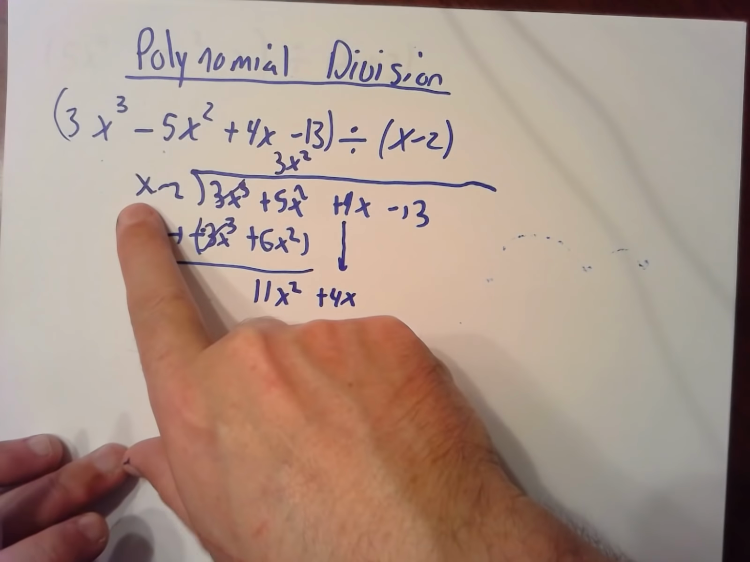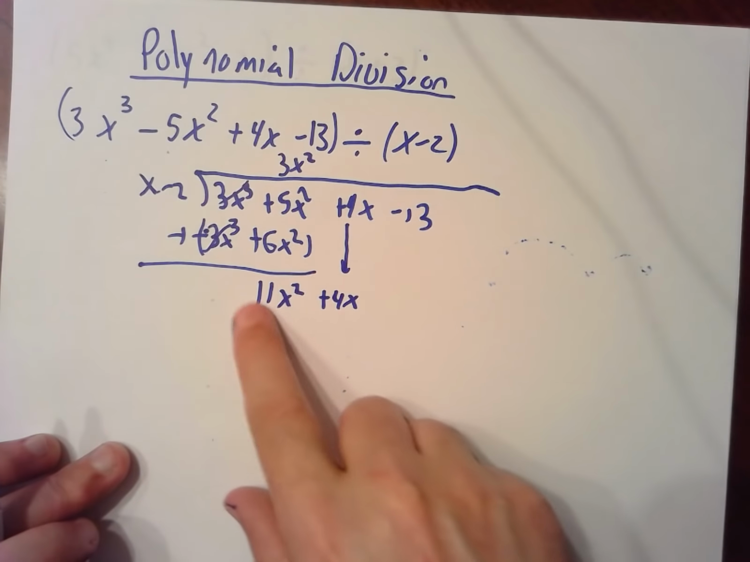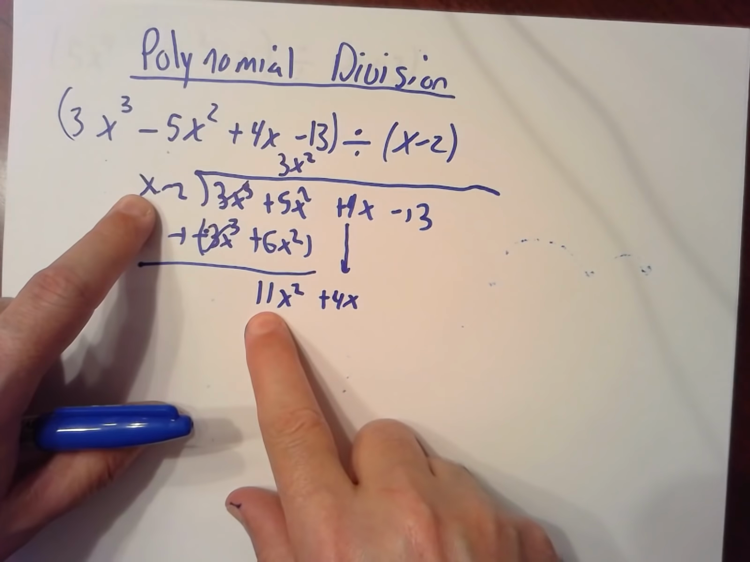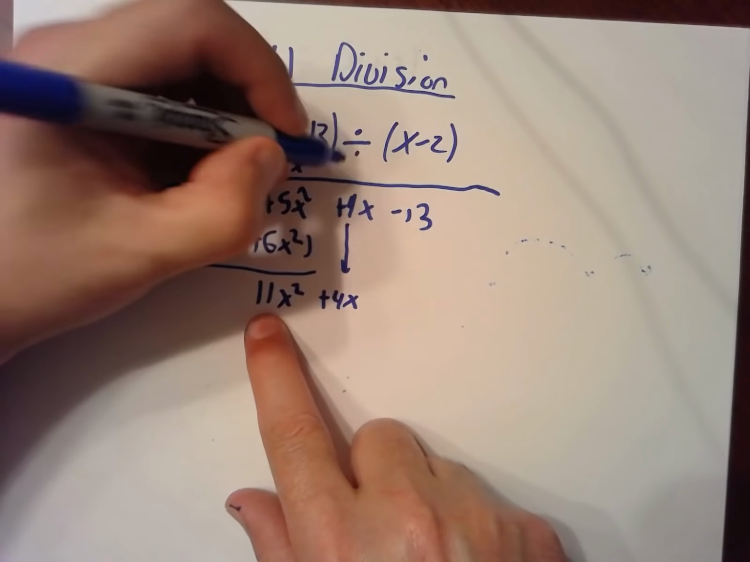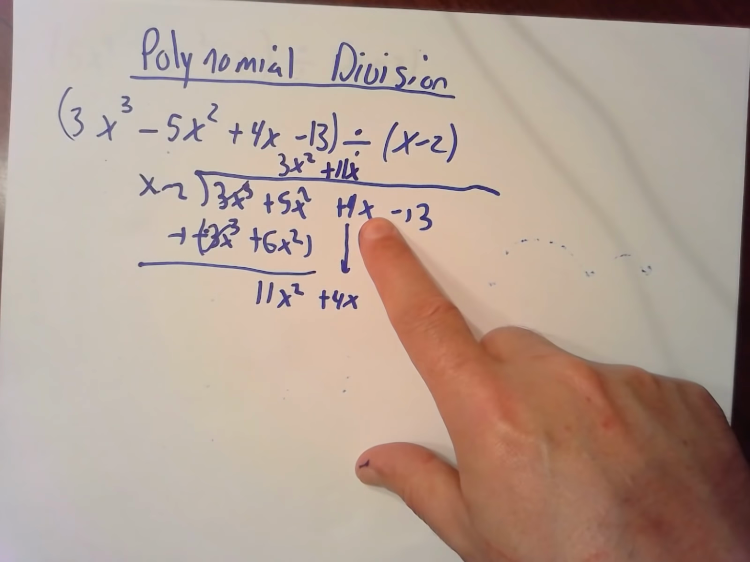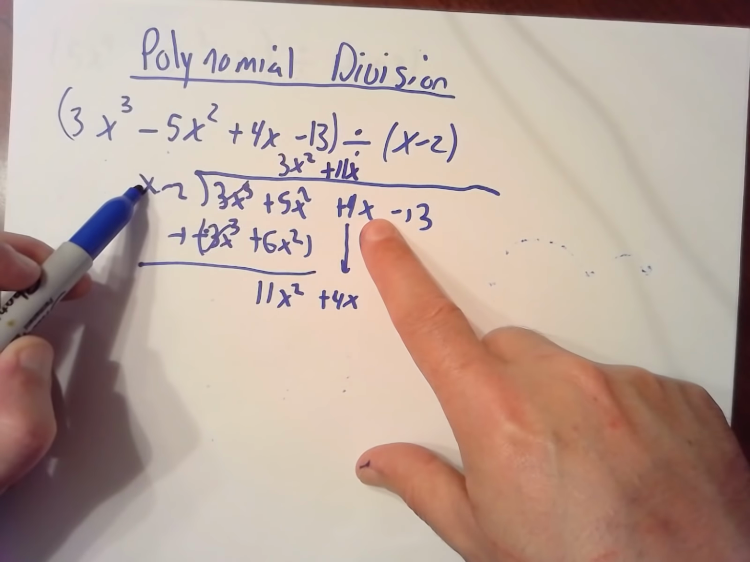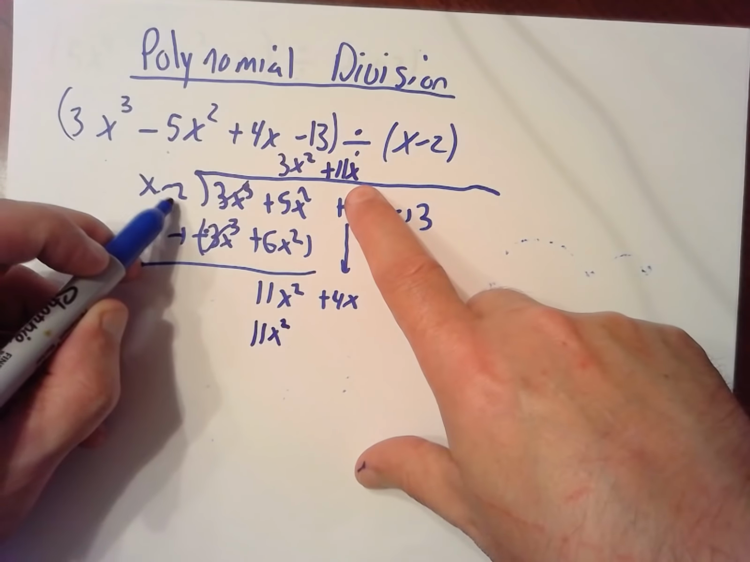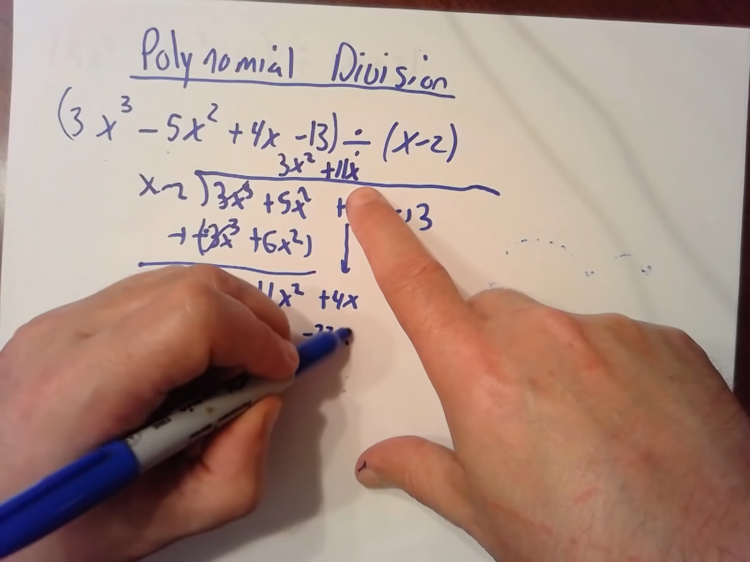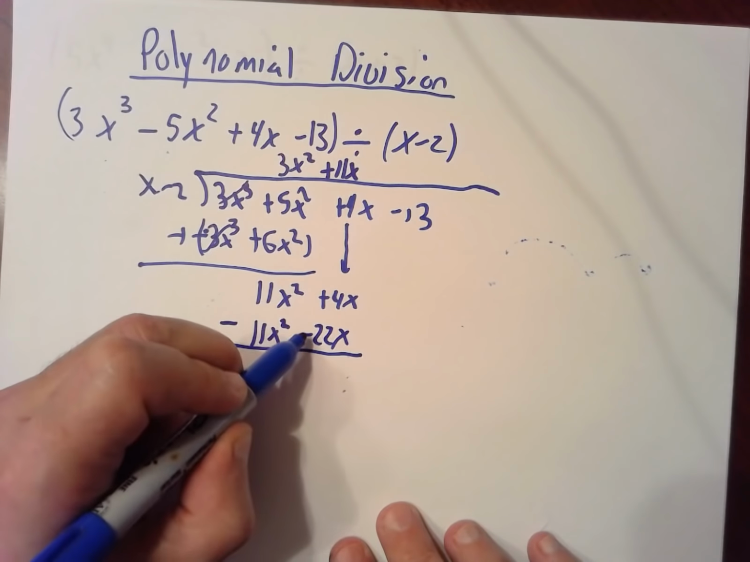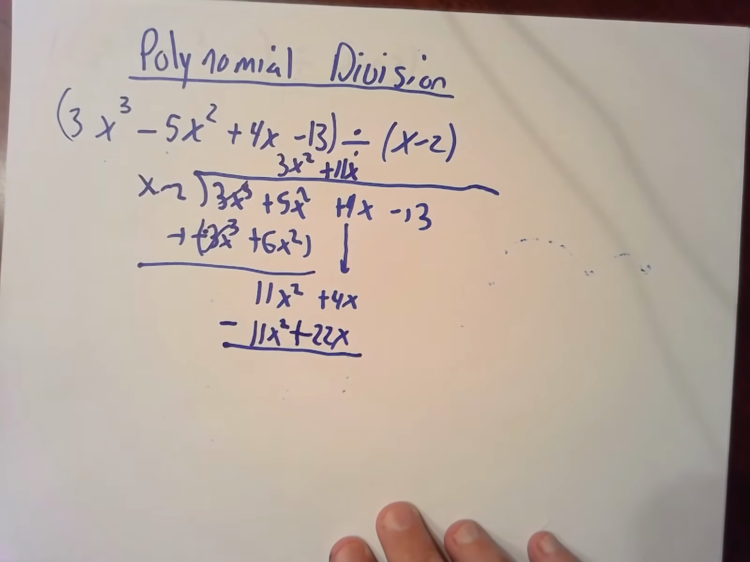Okay. Now I'm asking, what do I multiply x by to get the guy in front? 11x squared. What would you multiply x by to get 11x squared? The answer is 11x. So up here, on top of the x, I put plus 11x. Distribute. 11x times x is 11x squared. 11x times negative 2 would be minus 22x. Draw the line, change the signs. That's a plus. Draw the line, change the signs.